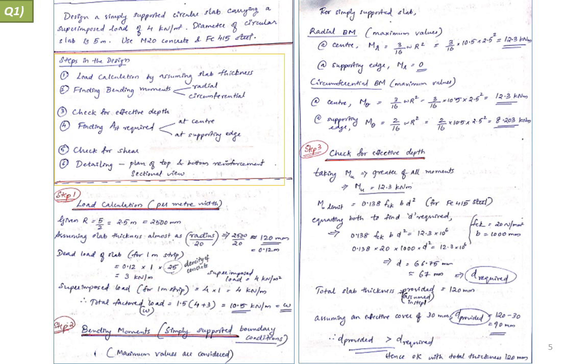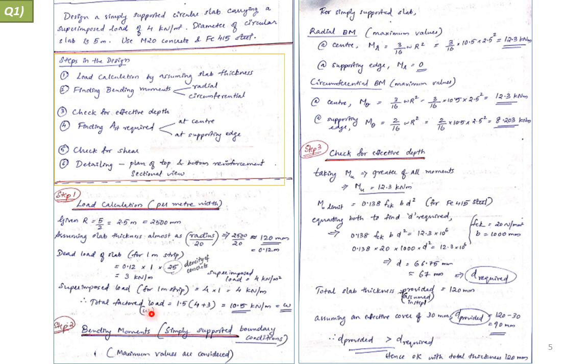So this 3 kN per meter, you will get a similar figure as that of a simply supported beam. If you are observing from one side, you can load it with W and that value is 3 kN per meter. Then superimposed load is given. It is given in kN per meter square and the value is 4. So for 1 meter strip, you multiply it with 1. You will get the value as 4 kN per meter.